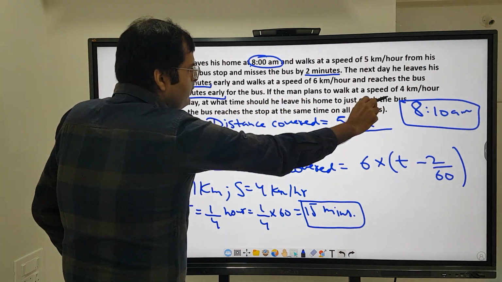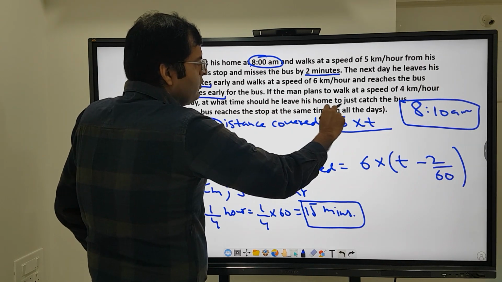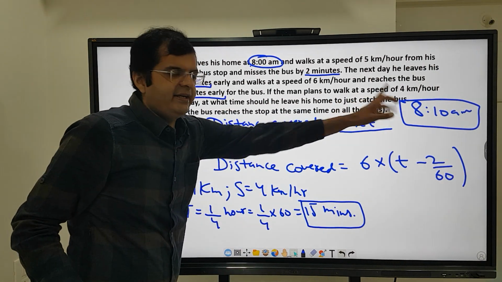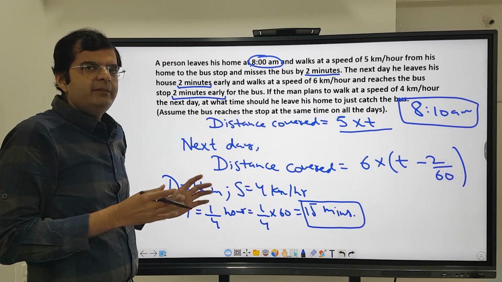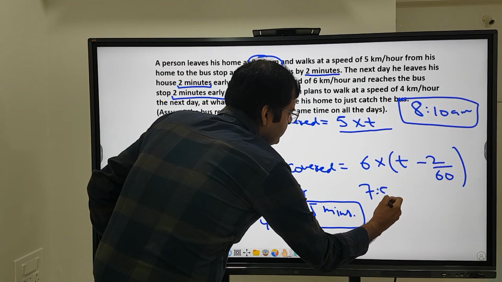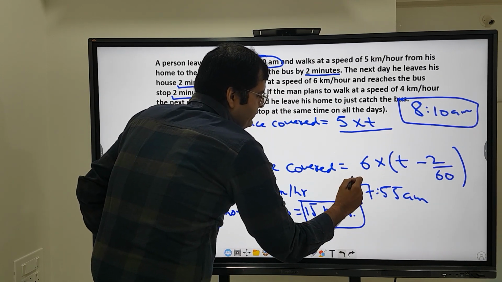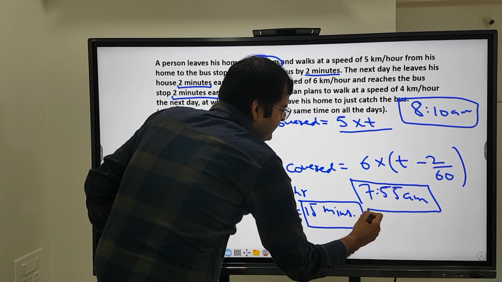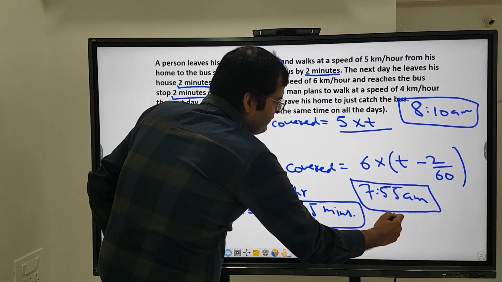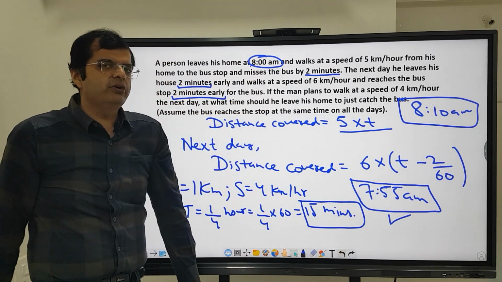The man plans to walk at 4 km per hour next day. At what time should he leave his home to just catch the bus? So the bus is leaving at 8:10. You have to walk 15 minutes to catch the bus. That means you have to leave at 7:55 a.m., because 7:55 a.m. plus 15 minutes will give you 8:10 a.m., when the bus is just leaving. So 7:55 a.m. over here is the right answer. Okay, so that's how you solve this question.